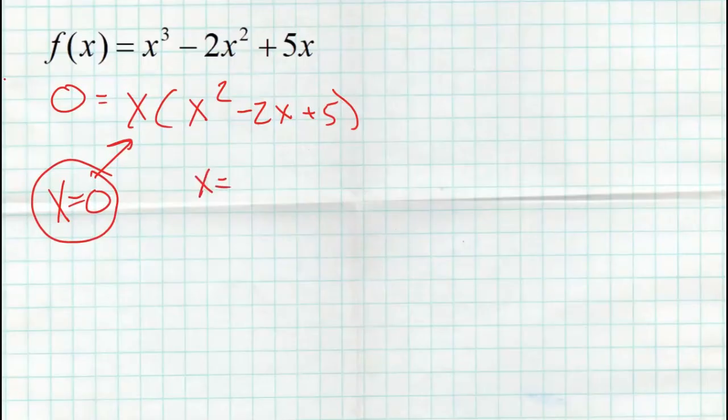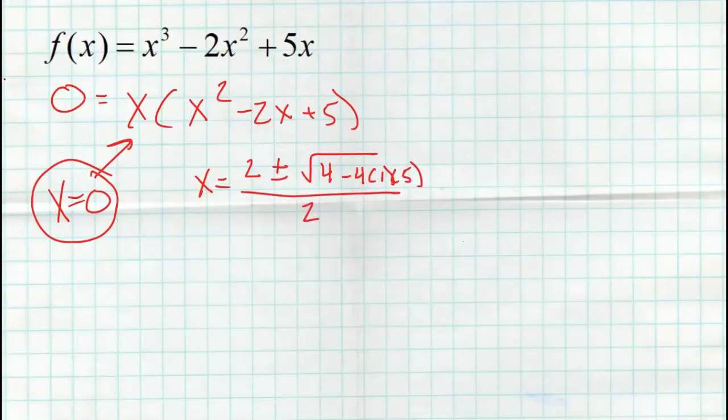So x equals the opposite of b, which is 2, plus or minus the square root of b squared, which is 4, minus 4 times a, which is 1, times c, which is 5, all divided by twice a, which is 2. x equals 2 plus or minus, inside that square root, I get 4 minus 20, which is negative 16, all divided by 2. Now, once again, I'm going to stop right there. I get a negative inside a square root. That means I have no real zeros from this part.